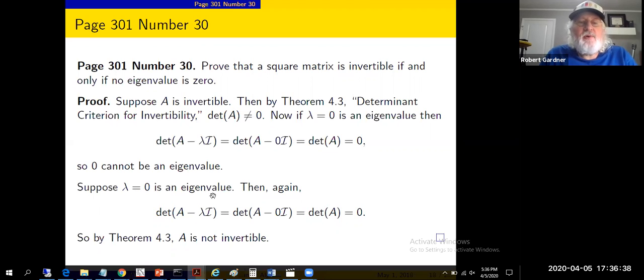Suppose lambda equals 0 is an eigenvalue, then we know the formula must be satisfied. We know that the determinant of A must be 0. Hey, if the determinant of A equals 0, that isn't an invertible matrix. That is, as theorem 4.3 was worded, this equation implies that A is singular. We said the determinant of A equals 0 if and only if matrix A is singular. Singular means not invertible. So there's a little proof involving determinants and involving eigenvalues and eigenvectors.